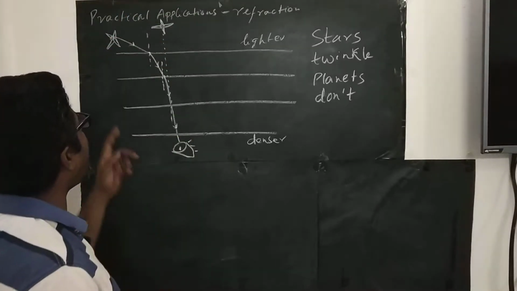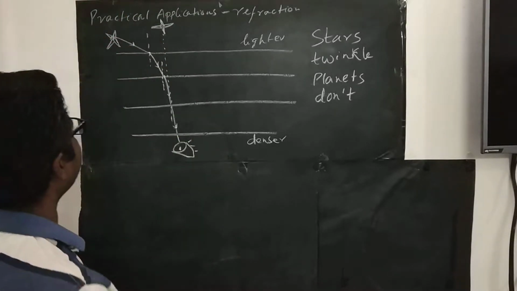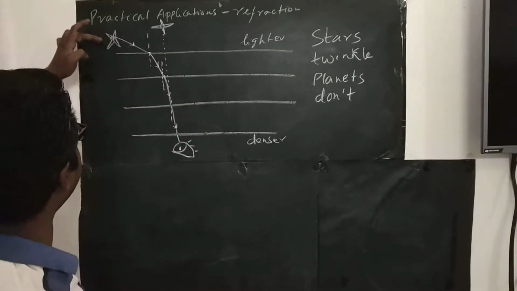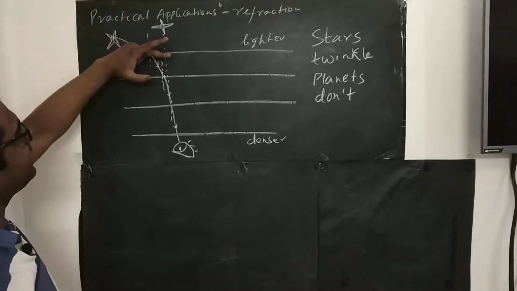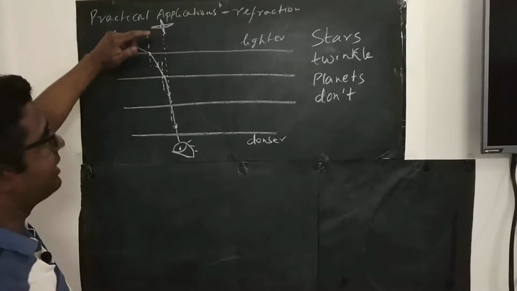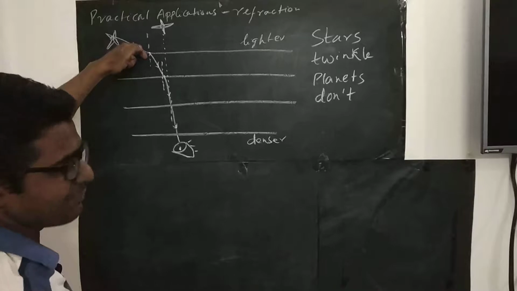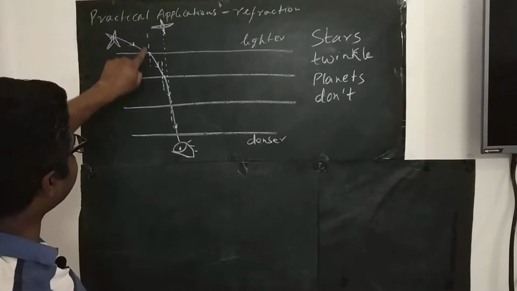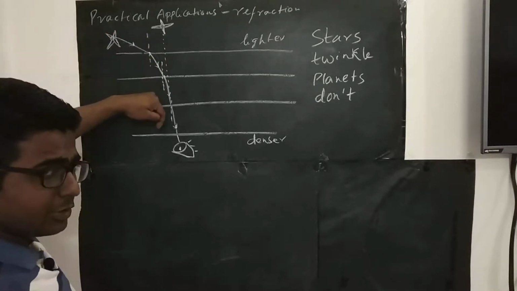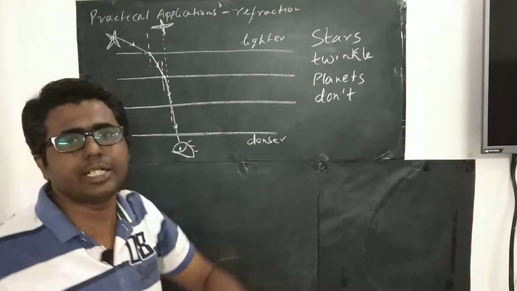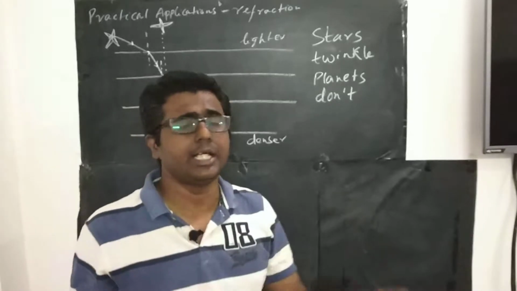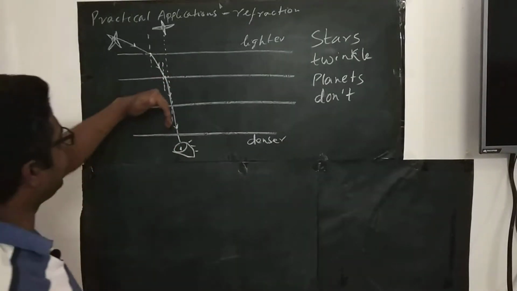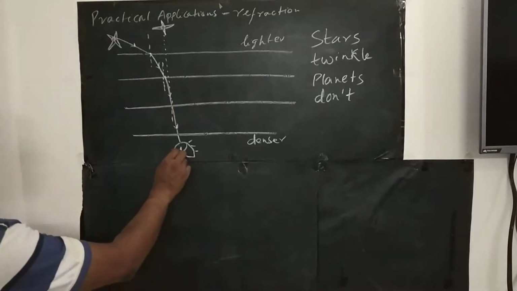If you see the light coming from the star over here, it is like this. Suppose I am considering the density change along this line. That light is hitting the interface between two densities, so there I draw a normal. It comes closer to the normal because it is traveling from lighter to denser. Again it comes more closer to the normal, and more closer to the normal. Finally it reaches my eye.